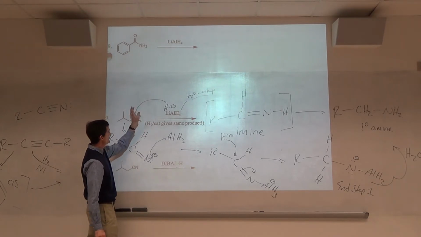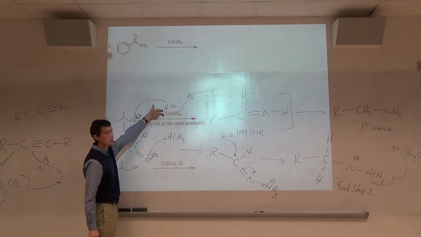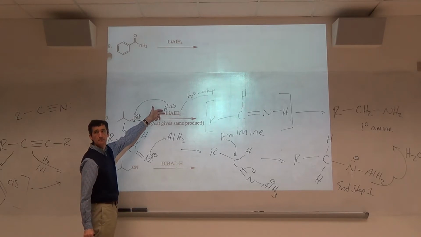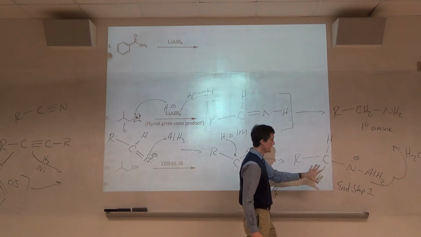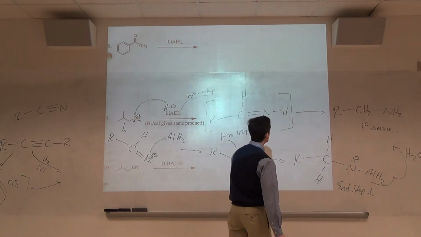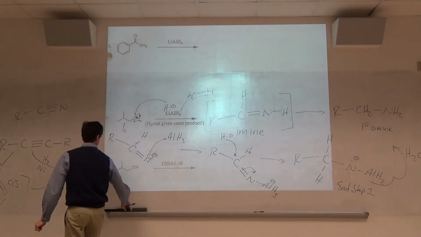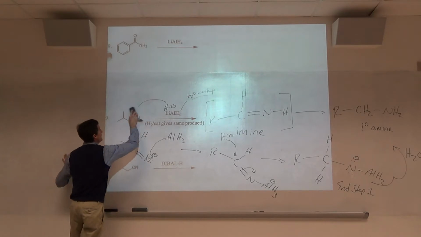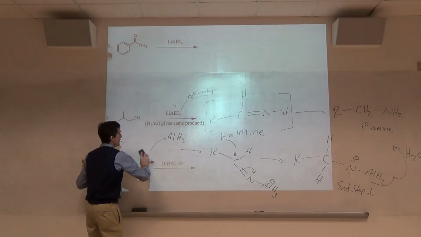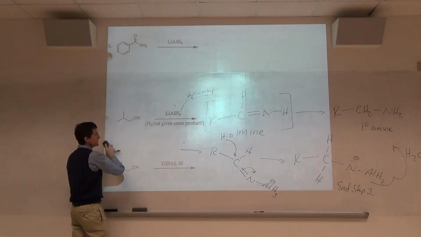Basically, when you reduce the nitrile with hydride, we can do an ionic mechanism. H minus adding again, and then that's picking up protons from water. In the end, both of these methods give primary amine.